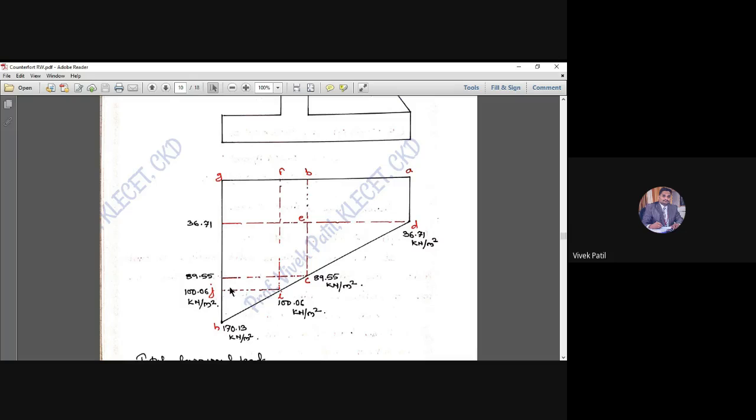For IJH, this length IJ is 1 meter, and JH we have to calculate. The pressure at H is equal to 170.13, and the pressure at J is 100.06. So what will be this distance JH? 70.07. Where will it be acting from this face now?